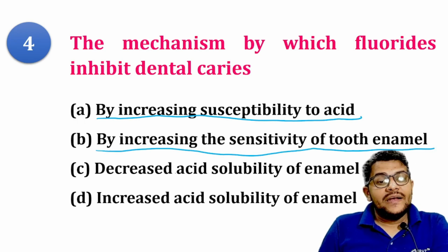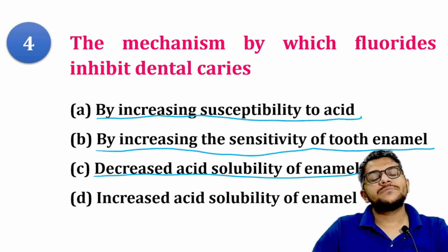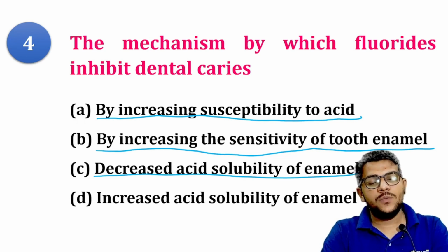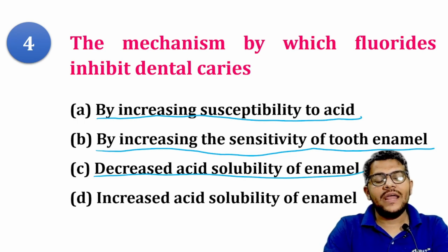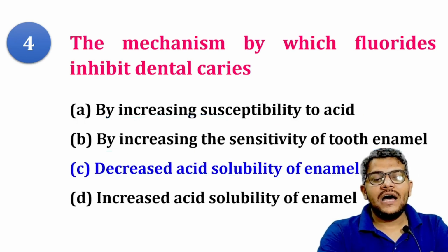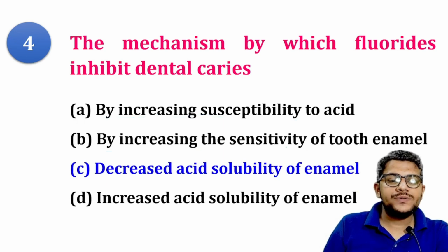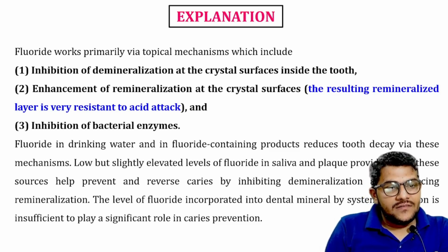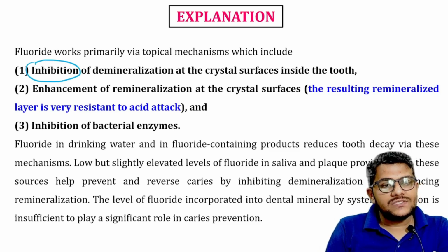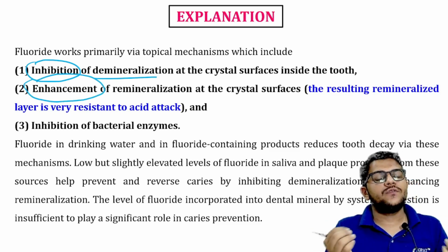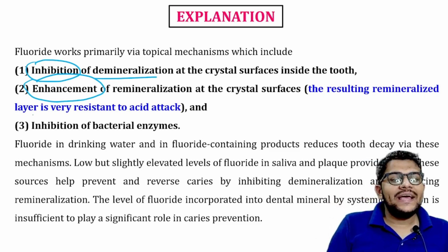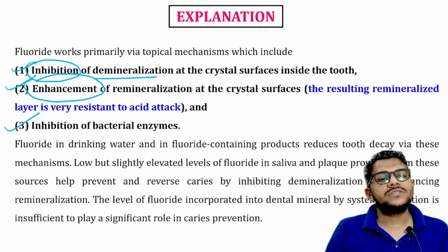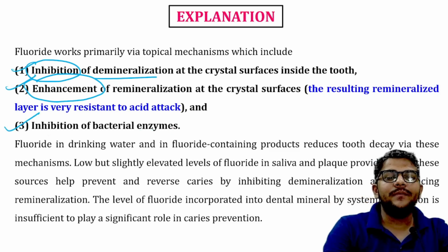Decreasing the acid solubility of the enamel, means they are preventing the enamel by decreasing the acid solubility, because fluoride doesn't want your teeth to get caries. So this is the right option: fluoride, which acts as an anti-caries agent, acts by 3 main mechanisms. It inhibits the process of demineralization. Next, it enhances remineralization, meaning it can increase the deposition of calcium phosphate crystals on your teeth. And the third is inhibition of the bacterial enzyme.